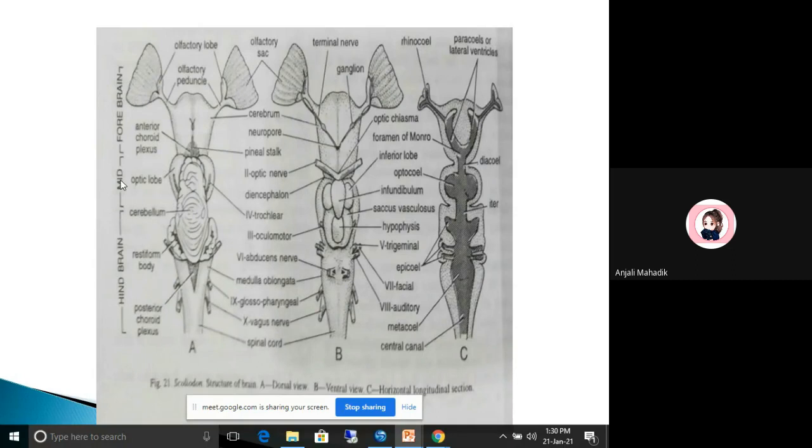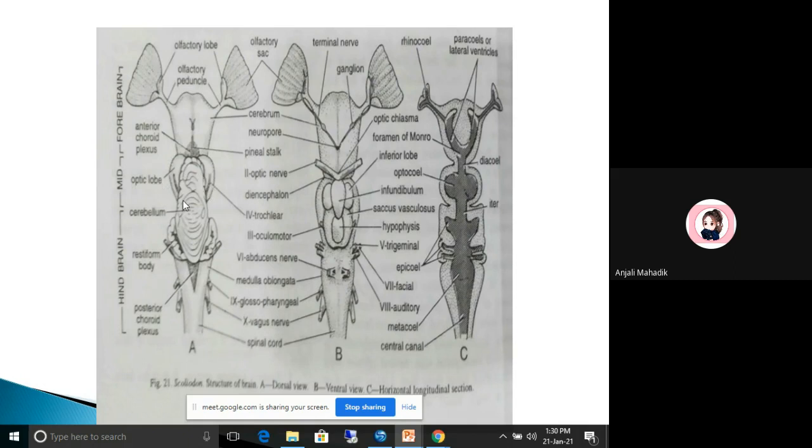Then the second part, the midbrain. The midbrain consists of the optic lobes. These are the two lateral optic lobes, covered by the cerebellum. And these optic lobes serve the function of the sense of sight.